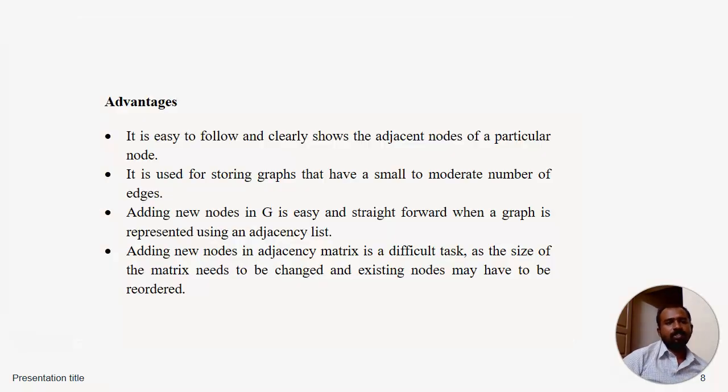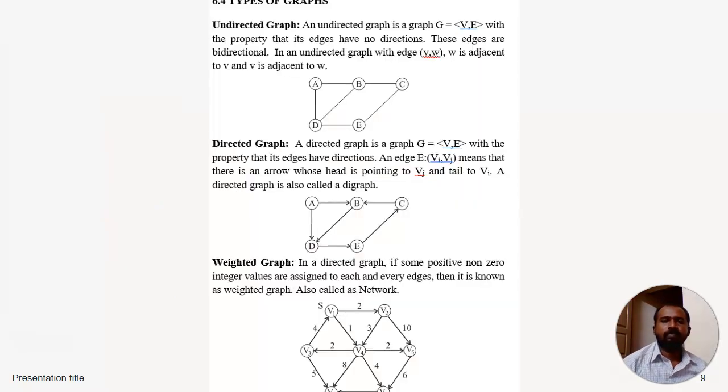The next advantages: it is easy to follow and clearly shows the adjacent nodes of a particular node. It is used for storing graphs that have a small to moderate number of edges. Adding new nodes in G is easy and straightforward when a graph is represented using an adjacency list. Adding a new node in an adjacency matrix is a difficult task, as the size of the matrix needs to be changed and existing nodes may have to be reordered.